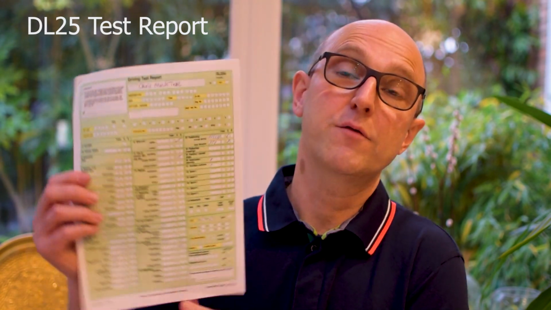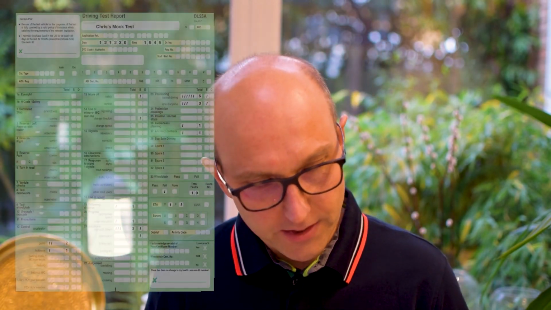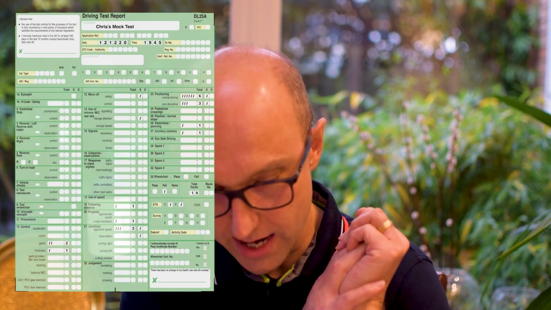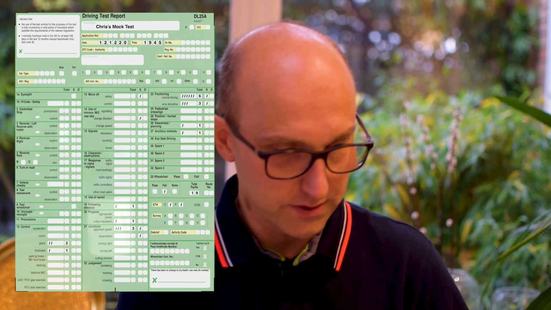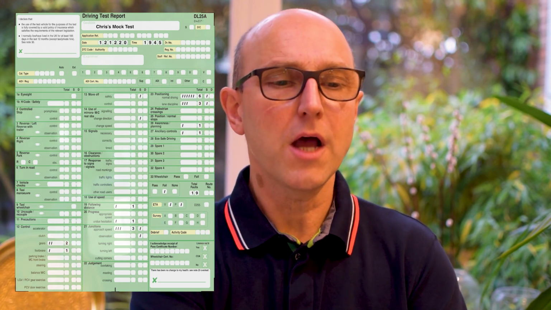I've also filled out a DL25, which I will share with you on the screen so you can see that properly. So let's just take a look at the DL25 and these faults. An overwhelming amount of faults for normal driving position.